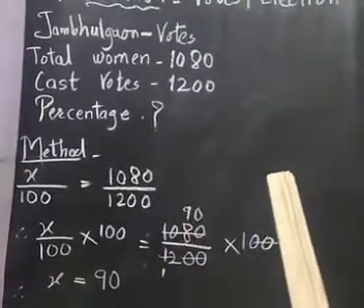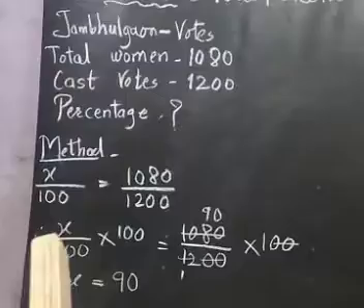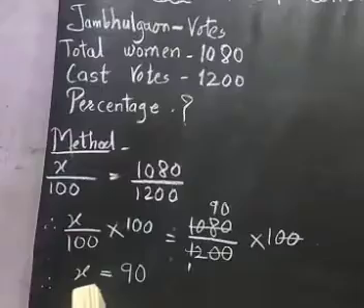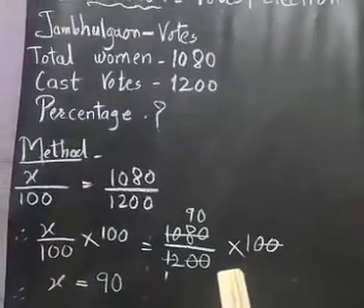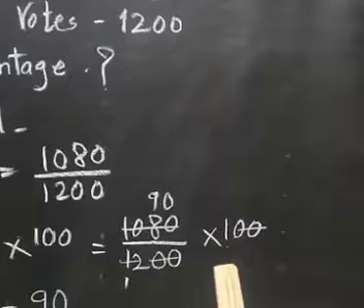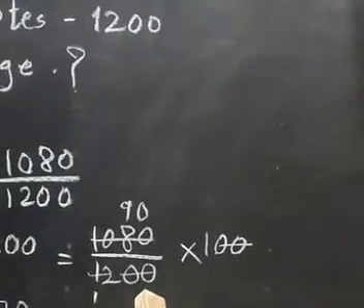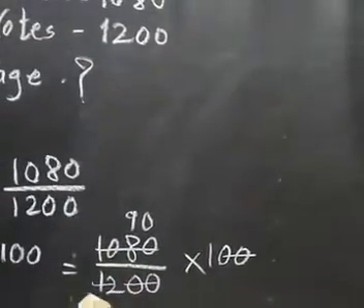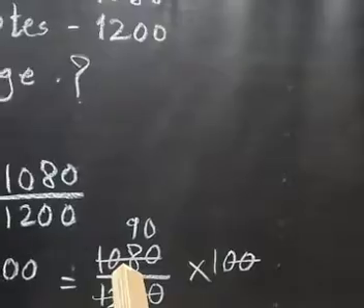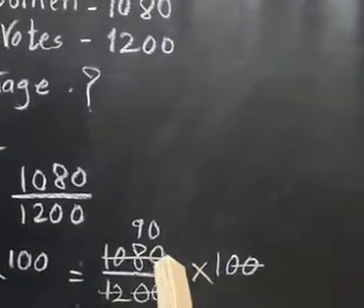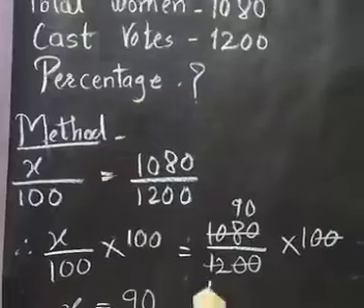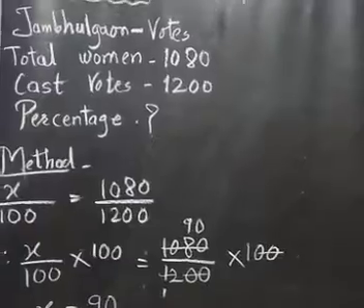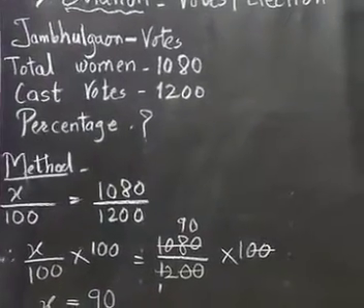Let us suppose that x number of women have given their votes in Jambulgaon. So x upon 100 equals 1080 upon 1200. So we are multiplying both the sides by 100 here. See, 100 will get cancelled, and here the first two zeros are cancelled with these two zeros. Okay, what remains? 1080 upon 12. So 12 ones are 12 and 12 nines are 108, and the 0 comes up again here, so 90. So x is 90. So how many women have given votes in the Jambulgaon village? 90%.